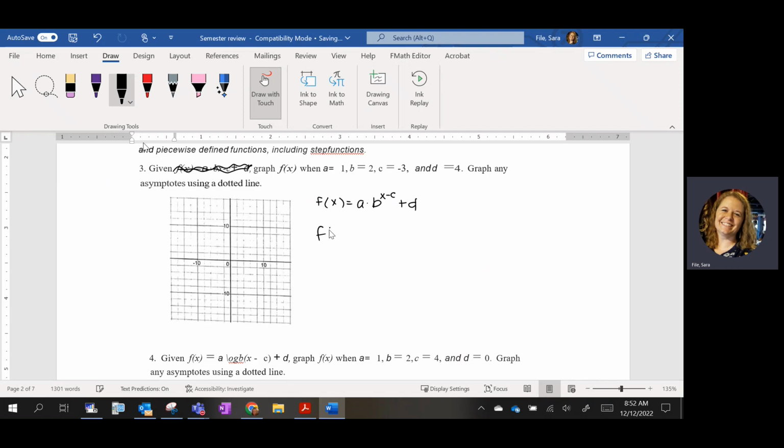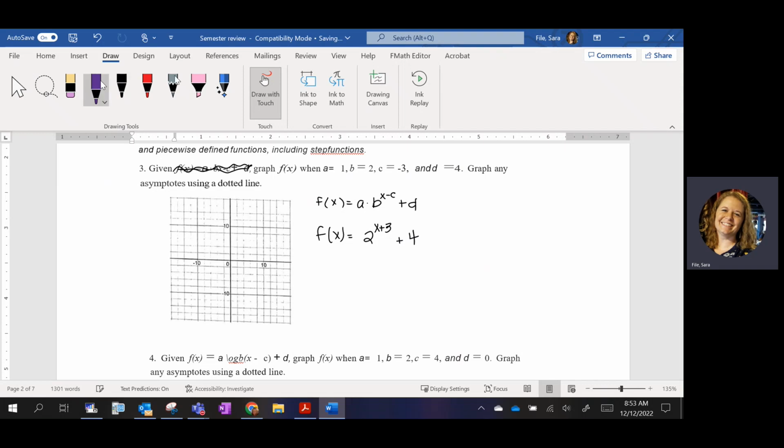Okay, so when I write this with those values plugged in, a is an understood 1. I don't have to write times 1, it's understood. B, that's my base value, is a 2. That's what's to the power of x. And then minus c. I have a minus, and then the c is negative. What happens when you minus a negative? Yeah, it changes to plus positive. So that's going to be x plus 3. And then your d is 4. So plus 4 down here.